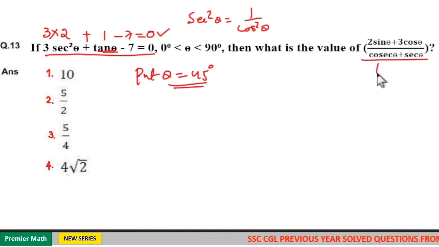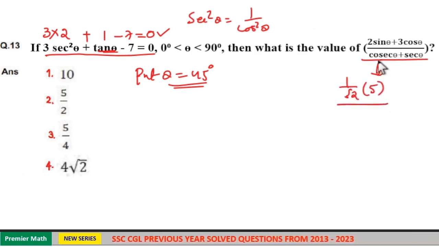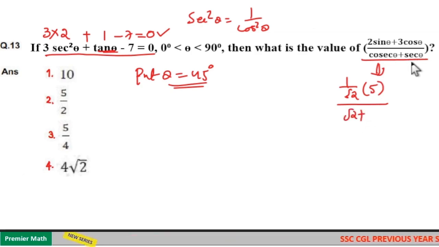So put the value here. So this will become sin 45 is 1 by root 2 and cos 45 is 1 by root 2. So 1 by root 2 outside. Here you have 2 plus 3, 5. Divided by cosec theta, which is 1 by sin theta. So sin theta is 1 by root 2 means cosec theta is root 2.